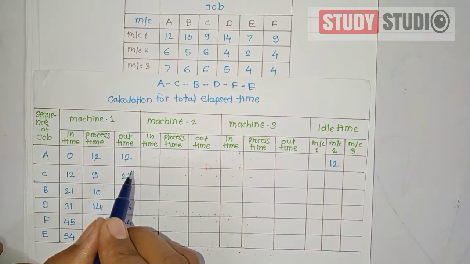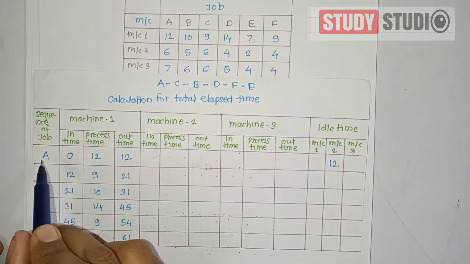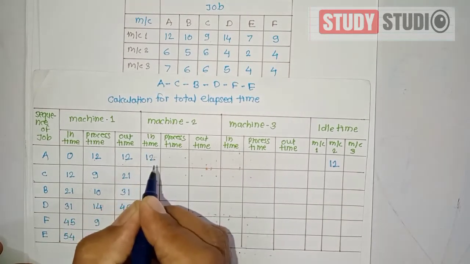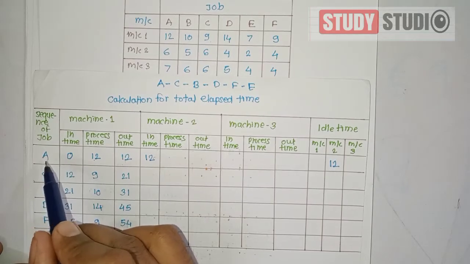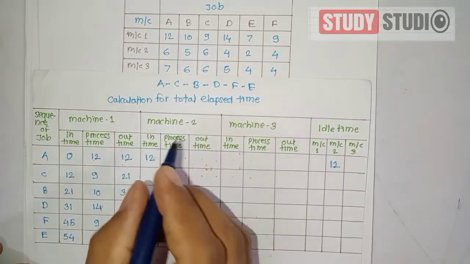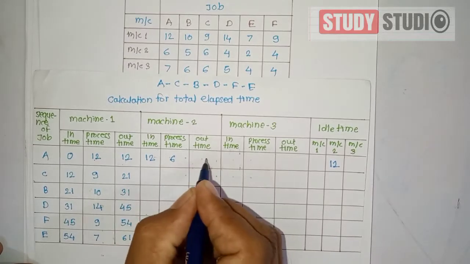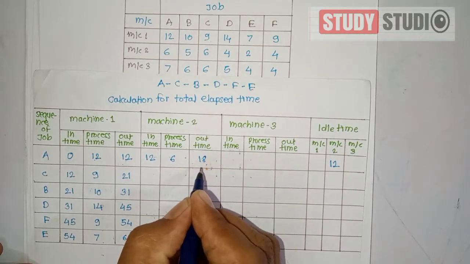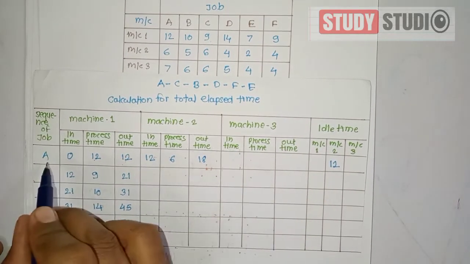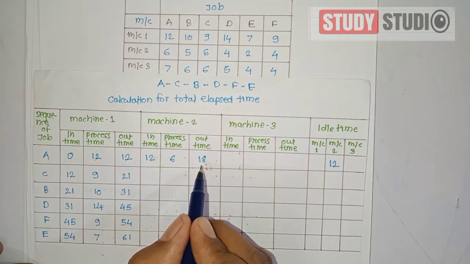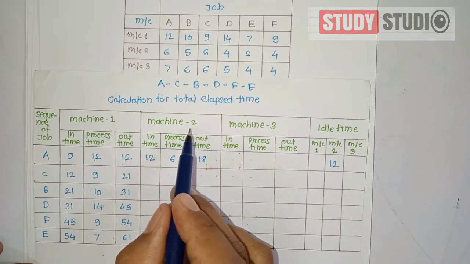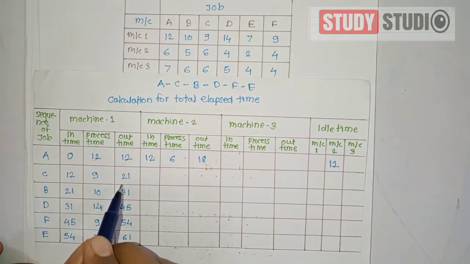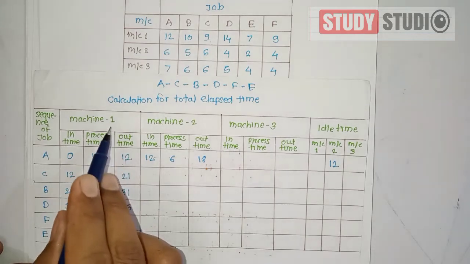So the in time for job A on machine 2 will be 12 hours. We'll write down 12 over here. Now the processing time of A on machine 2 is 6 hours. So write down 6 here. Total out time will be 12 plus 6, that is 18. Now here you can see that job A completes on machine 2 at 18 hours, right? And job C is out of machine 1 at 21 hours.